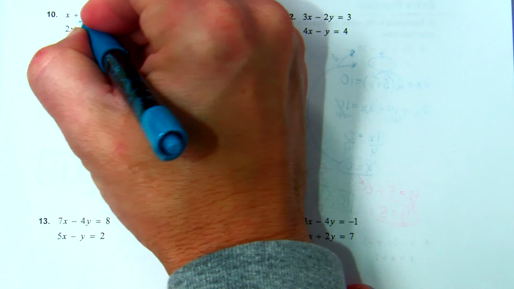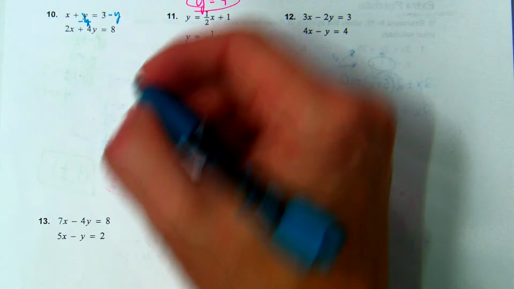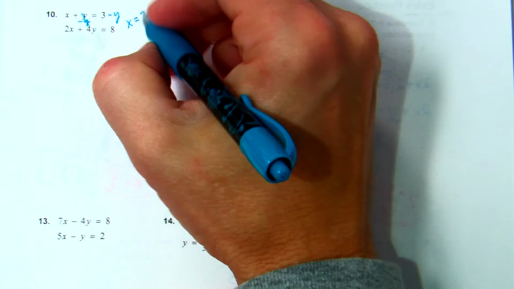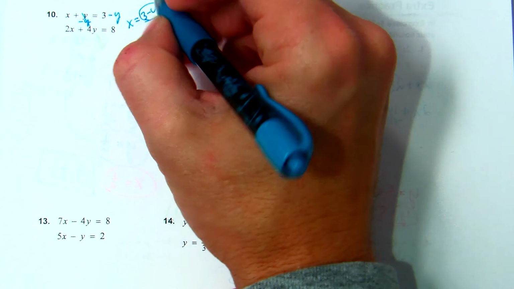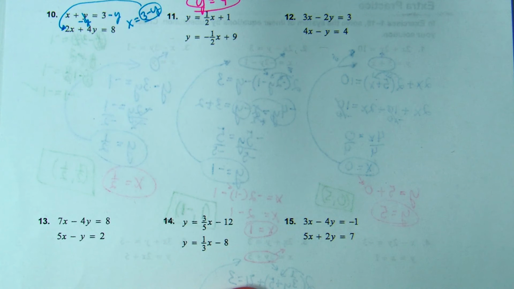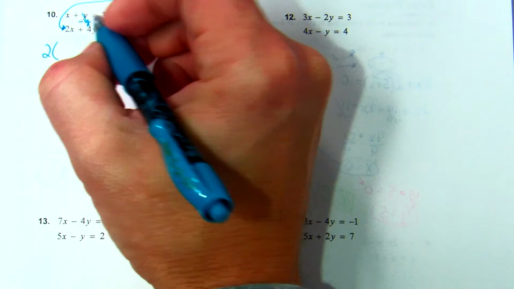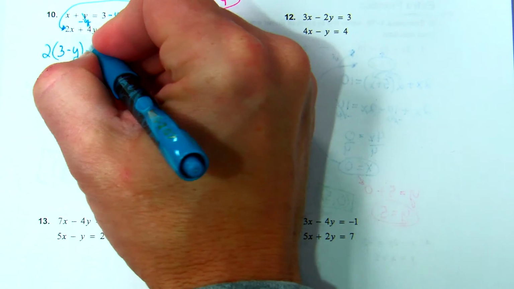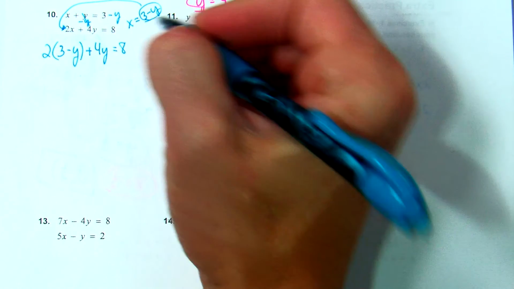So I'm going to minus y from both sides. So now my new equation is going to be x equals 3 minus y. That's my new equation now. And that way I can take this value and plug it into that equation. Okay, so x equals 3 minus y. I'm going to plug into the second equation. Alright, so let's get started. 2 times the x value, which we found to be 3 minus y, plus 4y equals 8.